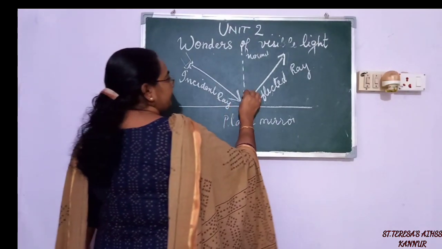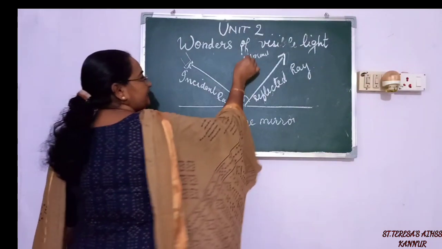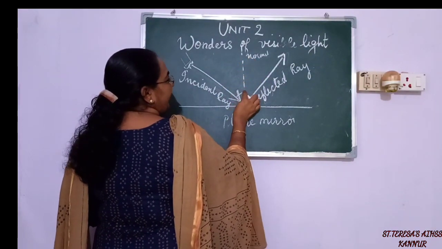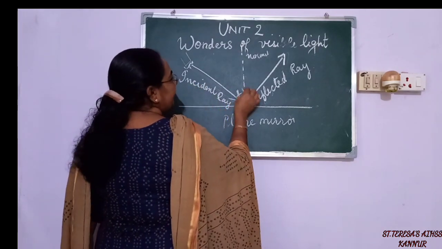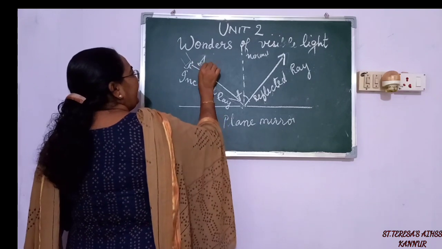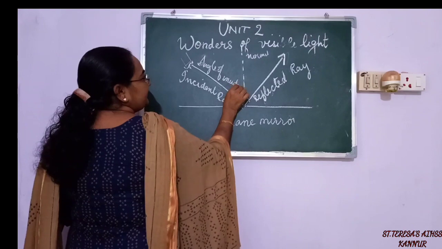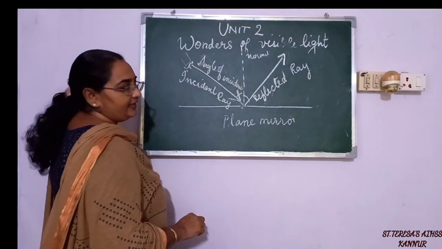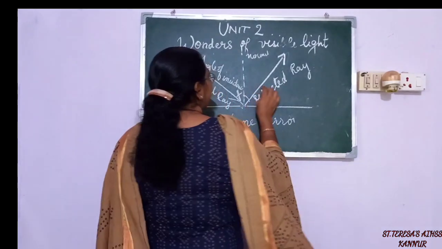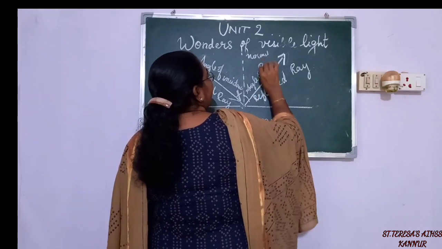So here you can see that an angle is formed here. Isn't it? This is the normal. Here an angle is formed. Okay. So this angle, because it is the incident ray, is called the angle of incidence. So what will this angle be called? Yes, this angle is called the angle of reflection.